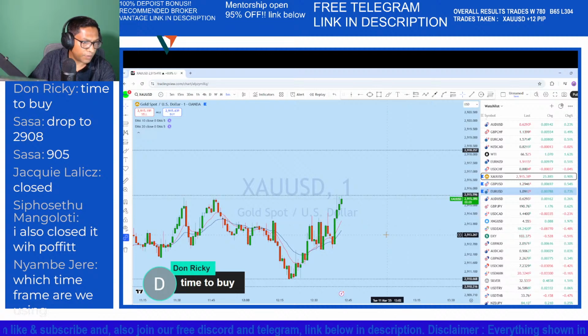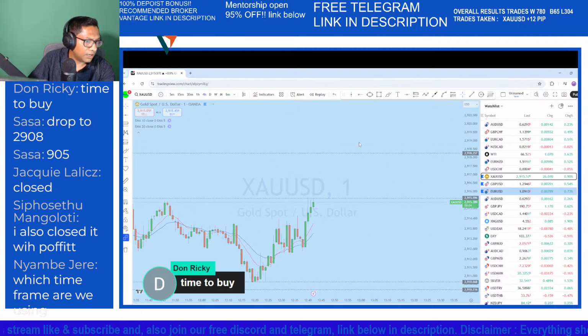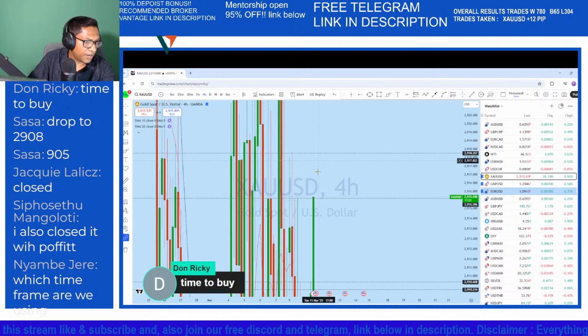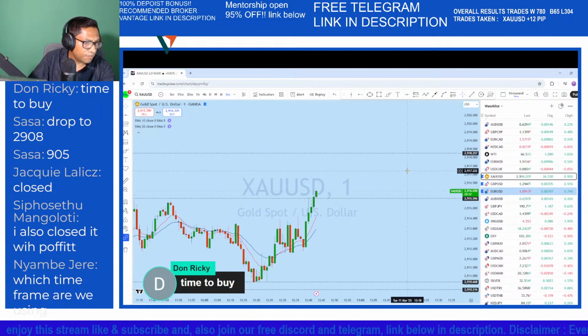So the price action is still bullish here. So you might see a break. There's an imbalance here. Okay, so the candle closed above.